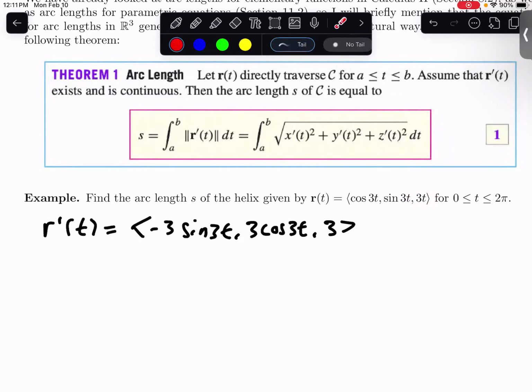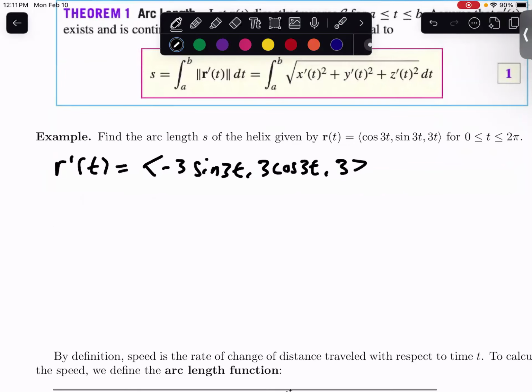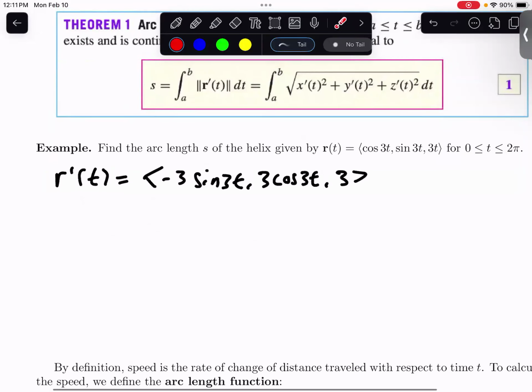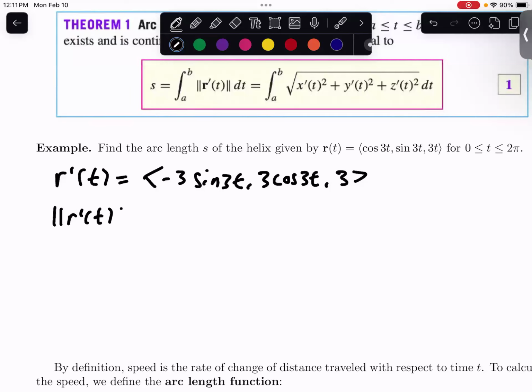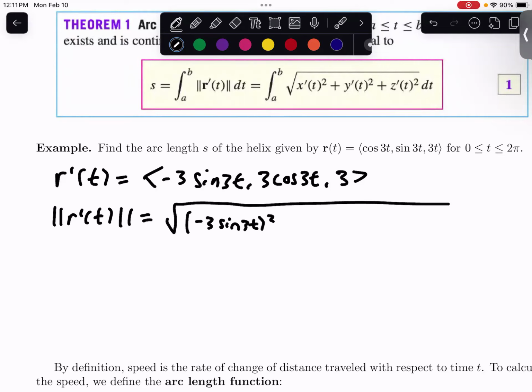And so we want to integrate the magnitude of this vector. And again, this is the velocity vector, right? You're just taking the derivative, or I should say it's the tangent vector, which ends up being a vector that points in the direction of the velocity. I think I'll say more about that later. But you want to integrate the magnitude of this vector. So you just compute the magnitude, right? So this is going to be equal to the square root of minus 3 times sine of 3t squared plus 3 times cosine of 3t squared. And then that's going to be plus 3 squared.